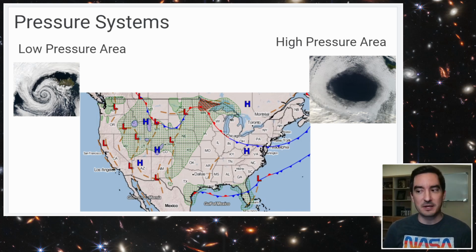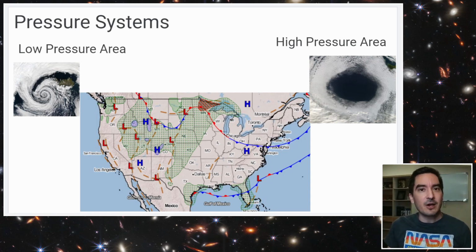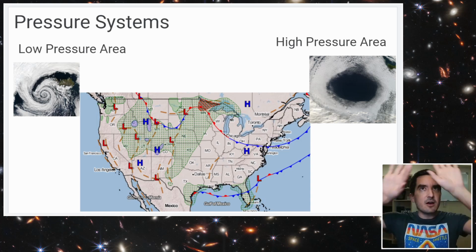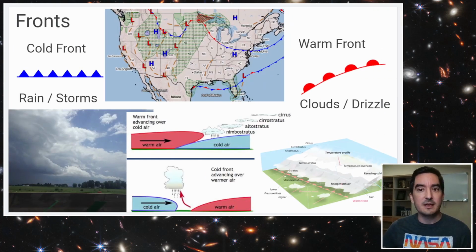These are satellite pictures. So if it's low pressure, you get lots of clouds around you. If it's high pressure, all that air is pushing away the clouds and the water, so you get sunny skies, okay? Now what else do we have?